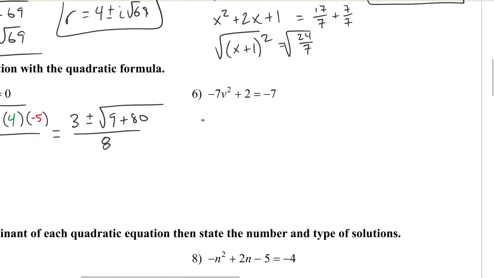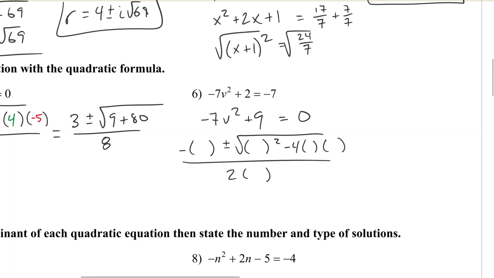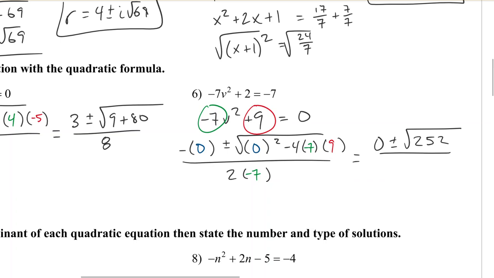Next one, let's move that 7 over, so we get negative 7b squared plus 9 equals 0. So the opposite of b, plus or minus the square root of b squared minus 4ac all over 2a. And we'll plug in our b value is 0. Our a value is -7. And our c value is 9. So this makes 0 plus and minus the square root of, we've got two negatives here, so 4 times 7 is 28. And 28 times 9 is 252. All over -14.